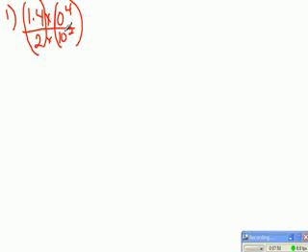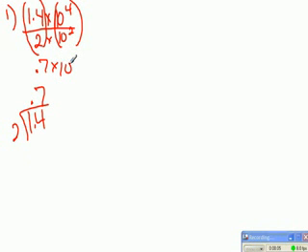Number 1, you have 1.4 times 10 to the 4th over 2 times 10 to the 2nd. Every one of these problems we're going to split into two. I have my numbers and I have my tens. So I need to do 1.4 divided by 2, and decimals there. 2 into 14 goes 7 times. So I got 0.7 times 10 to the 4 minus 2, because this is division, so 10 to the 2nd power.